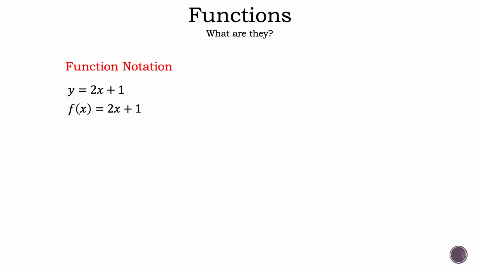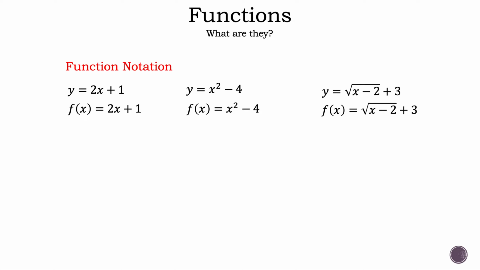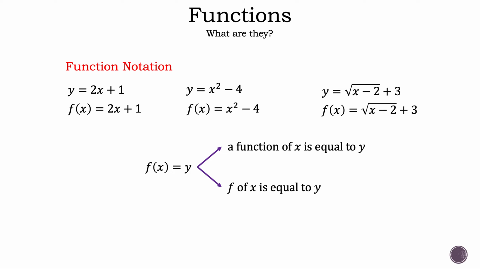Now, let's take a look at some notation. We have seen y is equal to 2x plus 1, but we can also write it as f of x is equal to 2x plus 1. It doesn't matter if we have a quadratic equation or a square root equation. Instead of y, we can write f of x. So f of x is equal to y. We can read that as a function of x is equal to y, or we can read that as f of x is equal to y. In other words, the x is the input and the y is the output.